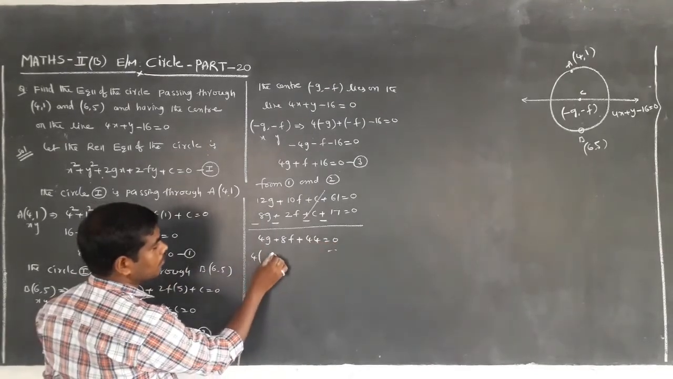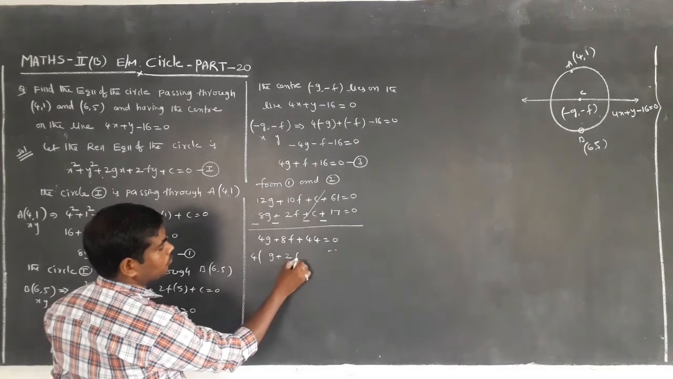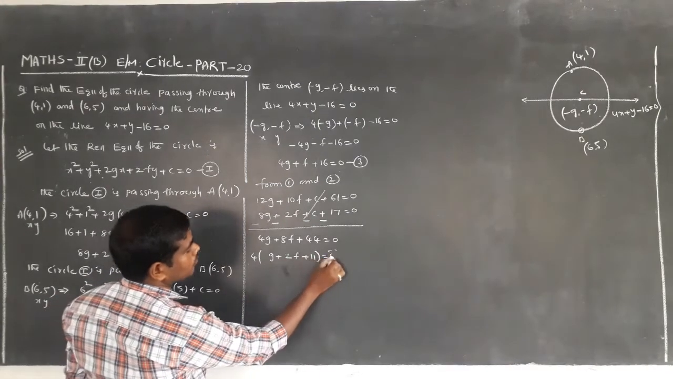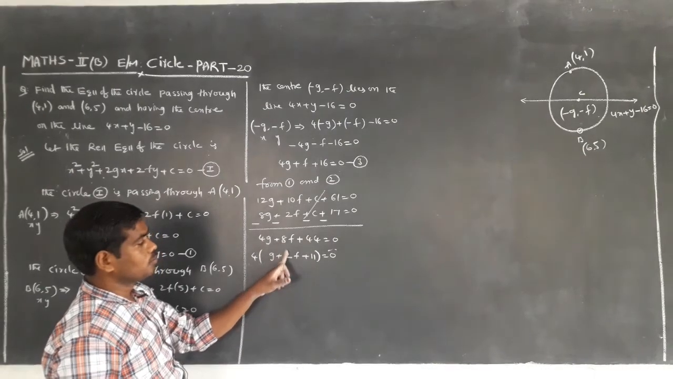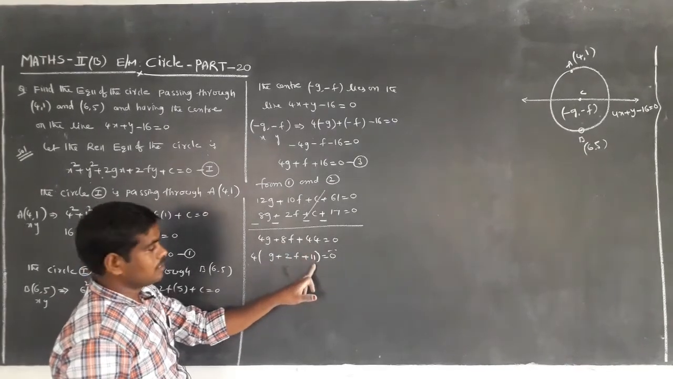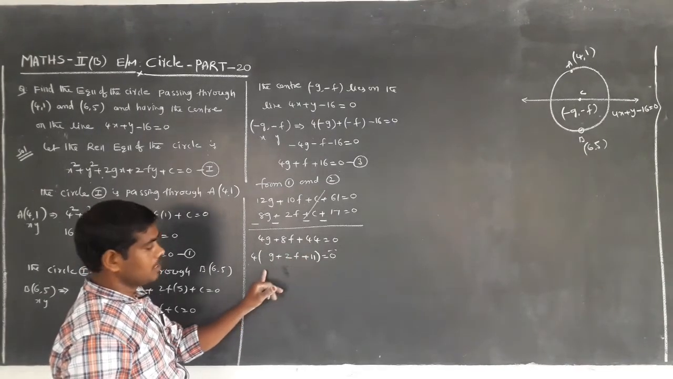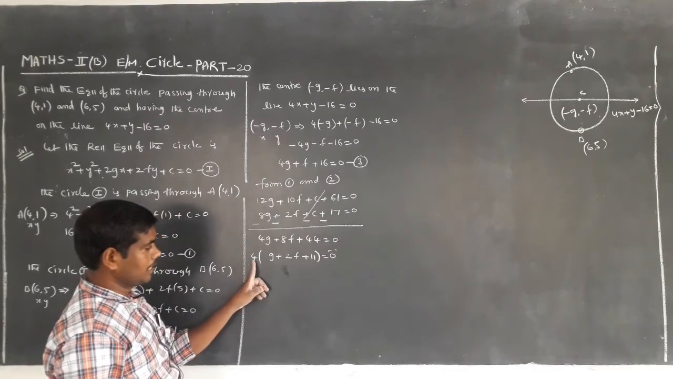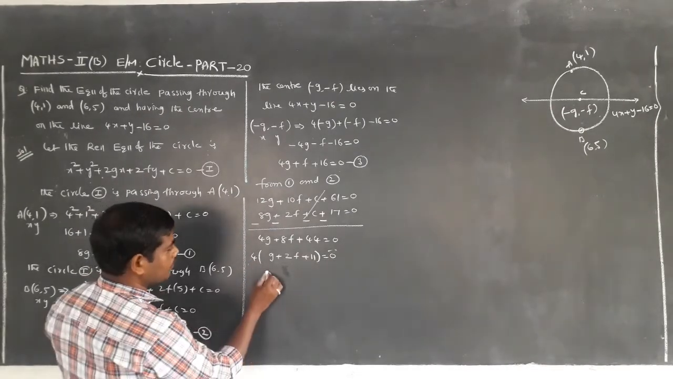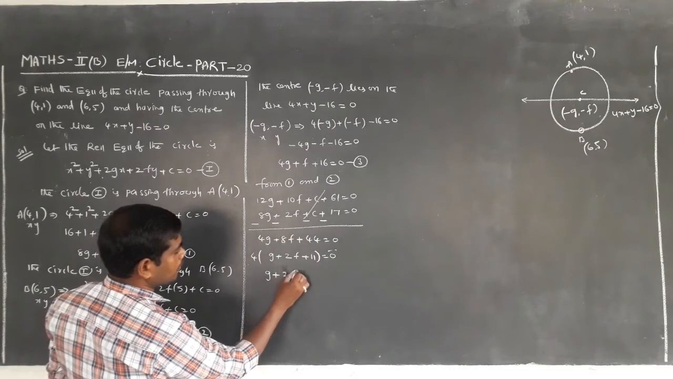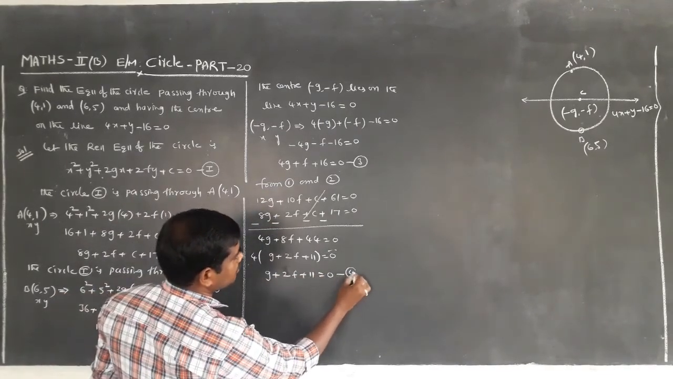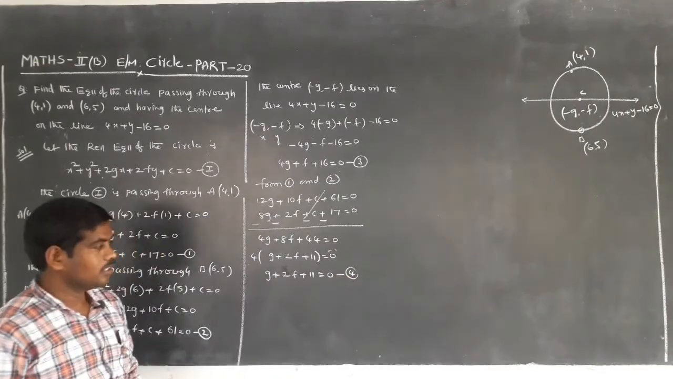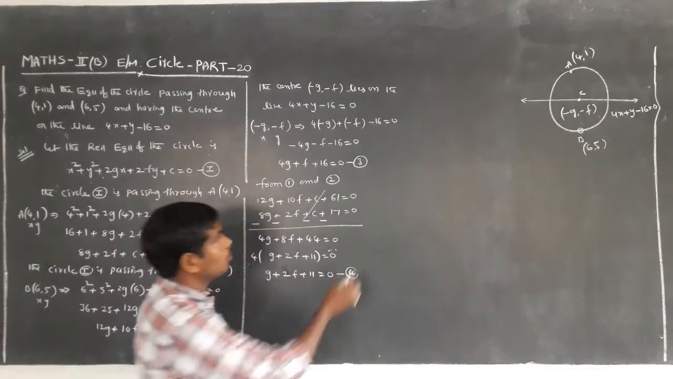4 common. 4 1s are 4, 4 2s are 8, 4 11s are 44, equal to 0. Taking 4 to the right side, 0 by 4 is 0. g plus 2f plus 11 is equal to 0. This is the condition number 4.